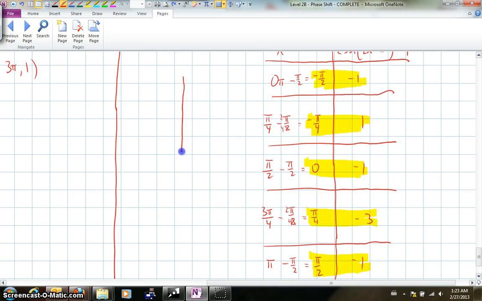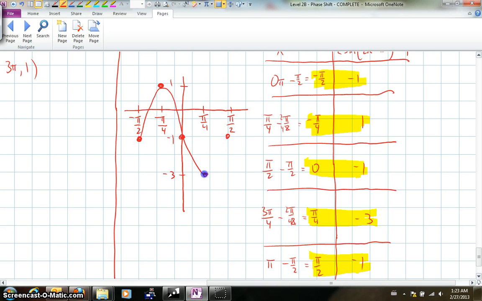I need to center it a little bit more because we're going to go to the left and to the right here. It's going to go all the way down to negative 3, so I'm going to have it look more like this. Here's my positive 1. Here's negative pi over 2, negative pi over 4, positive pi over 4, and positive pi over 2. And so negative pi over 2 is at negative 1. Negative pi over 4 is at positive 1. At 0, we're at negative 1 again. Pi over 4, we're at negative 3. And pi over 2, we're at negative 1.